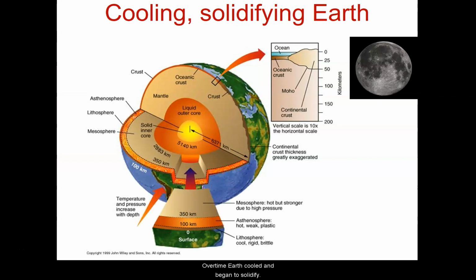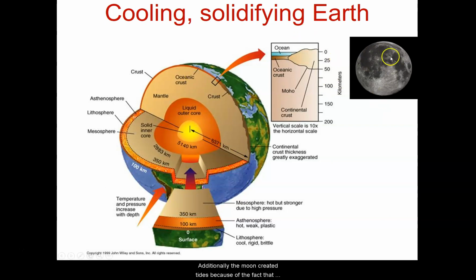Over time, Earth cooled and began to solidify, such that a liquid core still remains, but the crust developed as a result of this cooling. Because the core is full of metals, that's why we have GPS today. That's why we have magnetic north. It's because of this molten metal-ridden core.